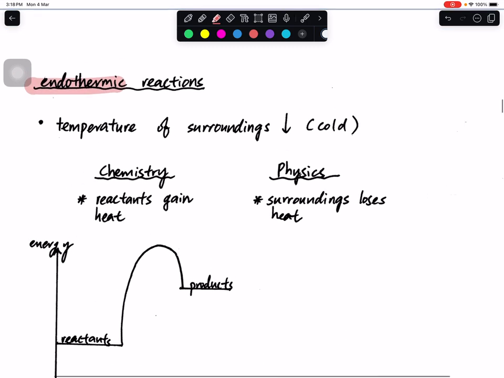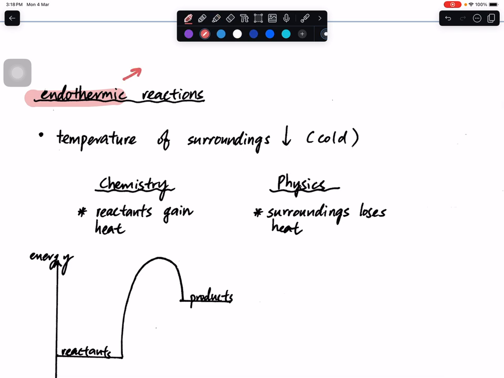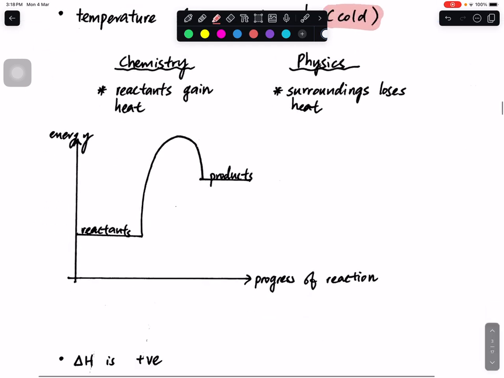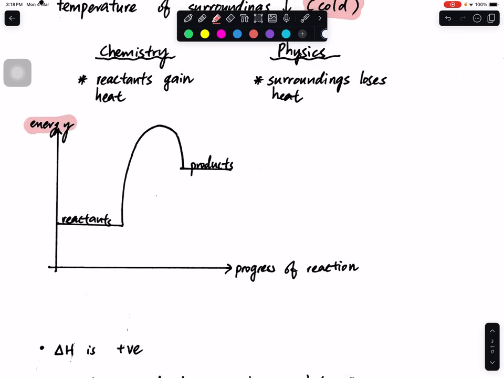Endothermic reactions are reactions that help to absorb heat. They absorb more heat, and because of that, you will have a cooling effect in the surroundings. If you take a look at the same axis of your energy against your progress, you realize that because you have absorbed energy, your product will be at a higher energy level.